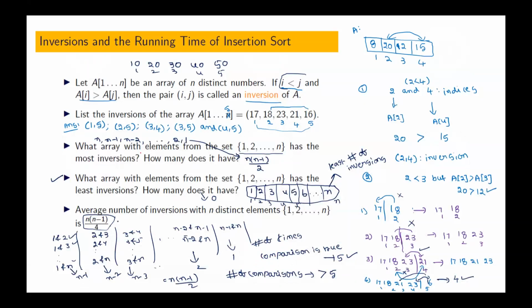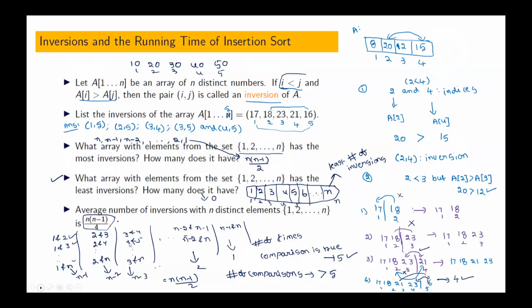So now it's clear that the minimum number of inversions possible with n distinct elements is 0. The maximum number of inversions possible is n into n minus 1 by 2. And the average number of inversions is n into n minus 1 by 4.